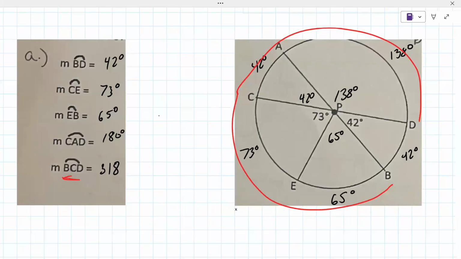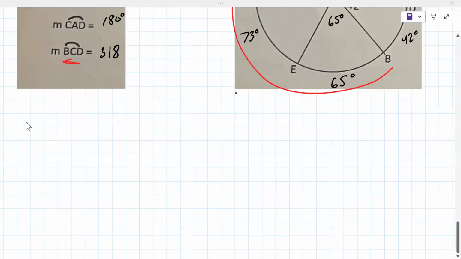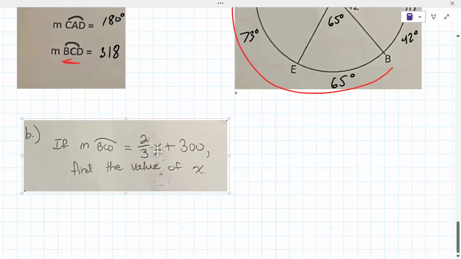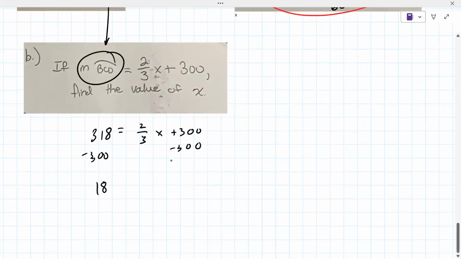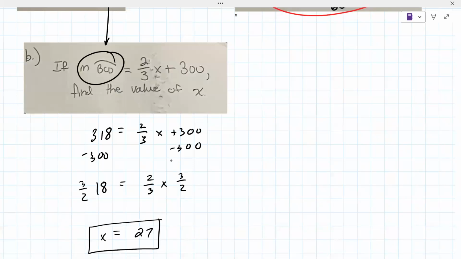So really quickly here, last one. This part B, they say BCD equals 2/3 x plus 300. You know that is BCD. They're just coming up with a way for you to solve this for x. You subtract 300 from both sides, and you get 18 equals 2/3 x. You multiply by the reciprocal and x ends up being 27. So, all right, we are out of time for today.